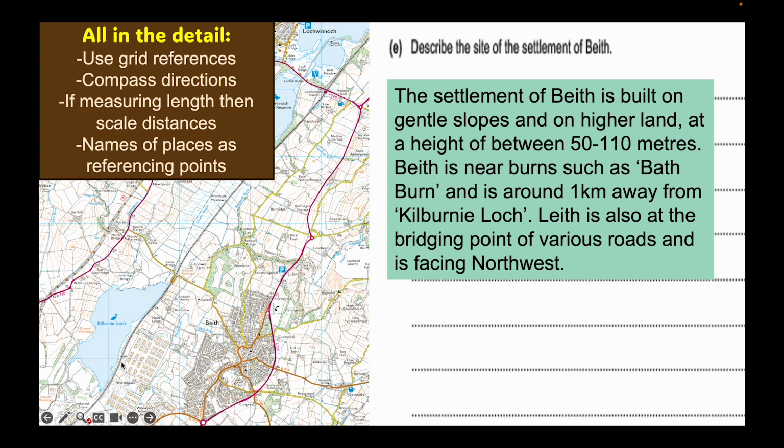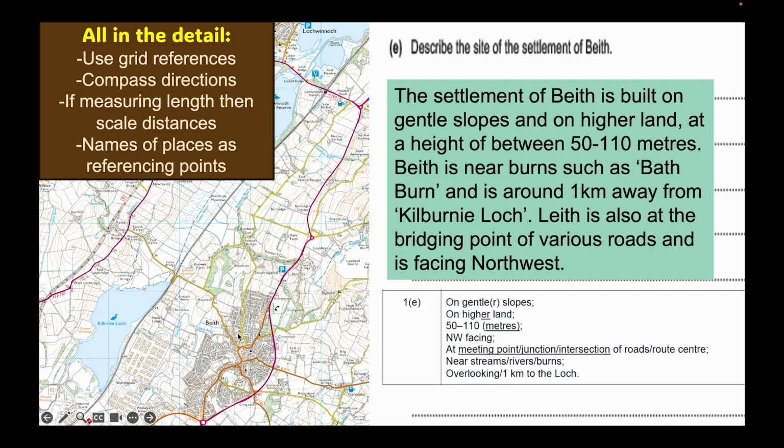We know this because the loch is built on a height of 40, so probably 30 to 35 meters, or I suppose maybe the gradient doesn't change at all. And obviously, if you look closely at Beath, the contour lines are clearly higher. I can see 110, or 100 here, so it's on higher land, so it's overlooking the loch. Beath is also at the bridging point of various roads, and looking at the contour lines, it's facing in a northwest direction.